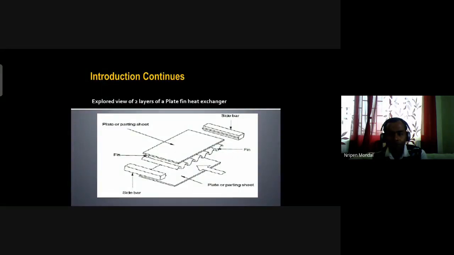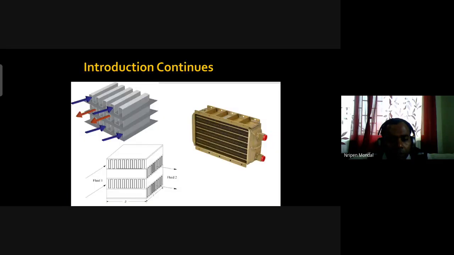In this slide, we are seeing the exploded view of two layers of a plate fin heat exchanger. The concept of a plate fin heat exchanger is that metal fins are placed between the plates and the structure is joined together by brazing. At the edges of the plates, there are bars which contain each fluid within the space between the adjacent plates. The heights of corrugations and bars may vary between the plates as shown in the figure.